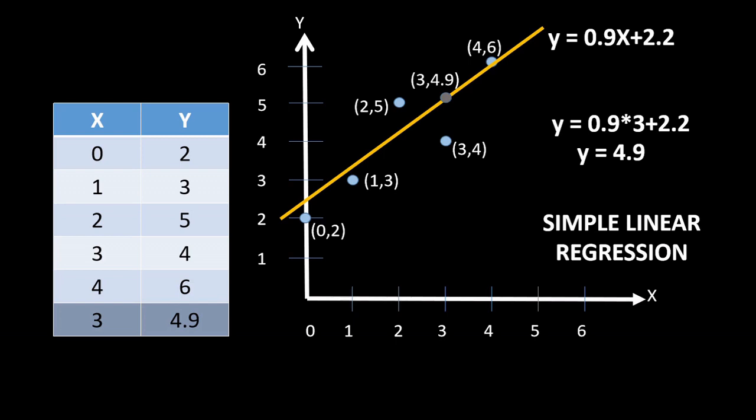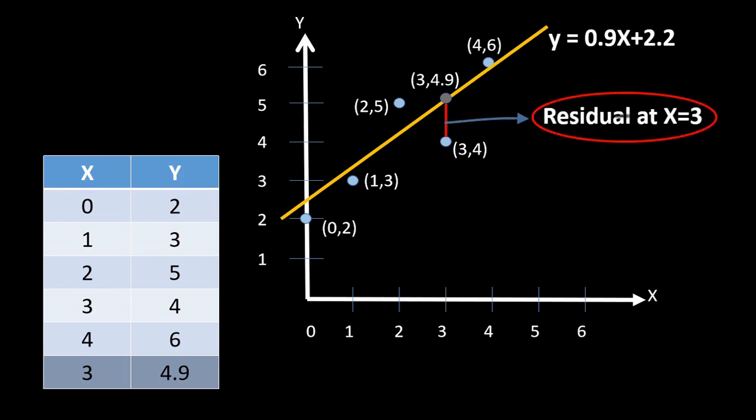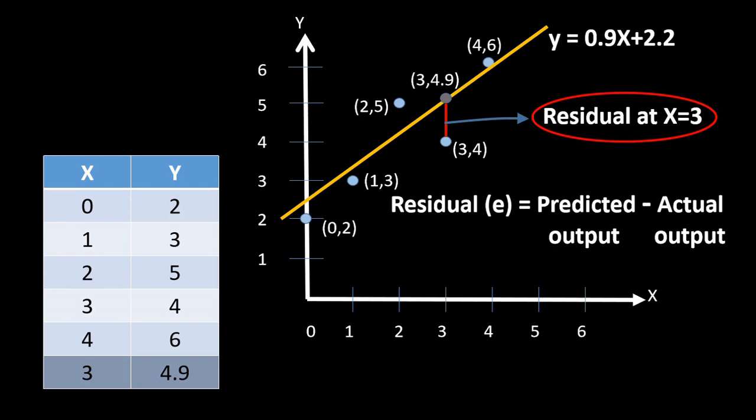But when we look at the original output, we found that the value of capital Y equals 4 at x equal to 3. So this is the discrepancy in the prediction, or the vertical red line as shown in the graph. This is called the residual at x equal to 3 and it is denoted by small e, and its formula is predicted output minus actual output, that is small y minus capital Y.